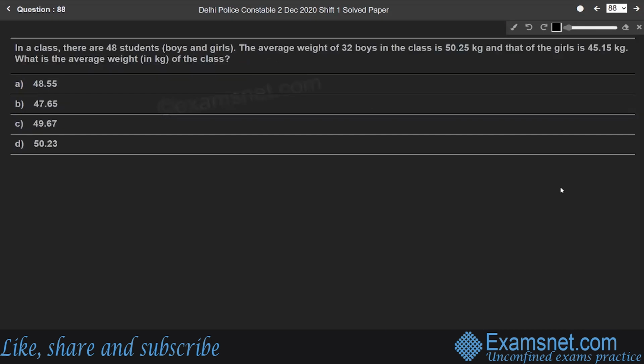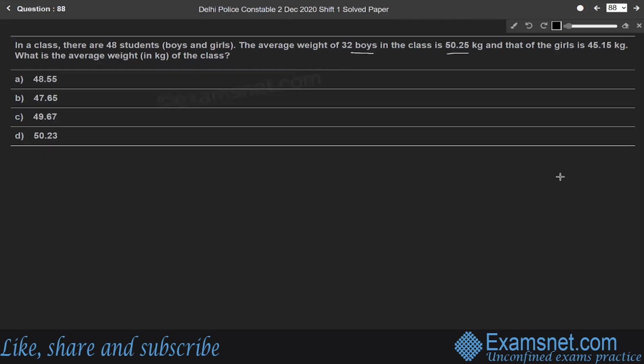Question 88. In a class, there are 48 students. The average weight of 32 boys in the class is 50.25 kg and that of the girls is 45.15 kg. What is the average weight of the class, the whole class? So here total number of students in a class is 48, right? The average weight of 32 boys is 50.25 kg and the average weight of girls, we have to find number of girls here. So their average weight is 45.15 kg, right?